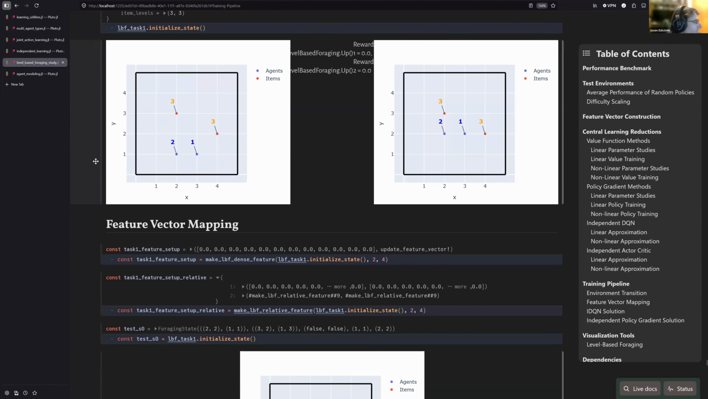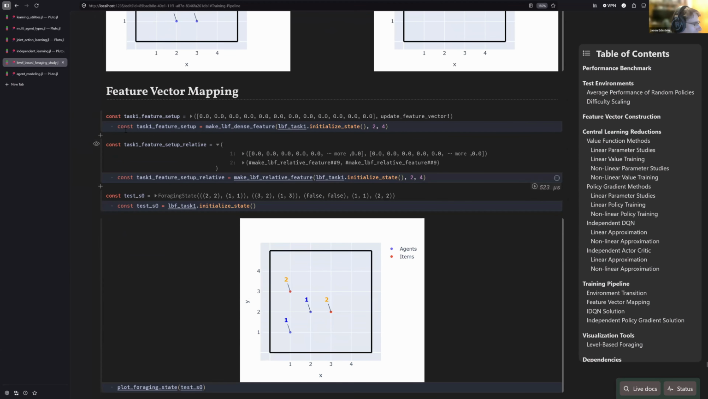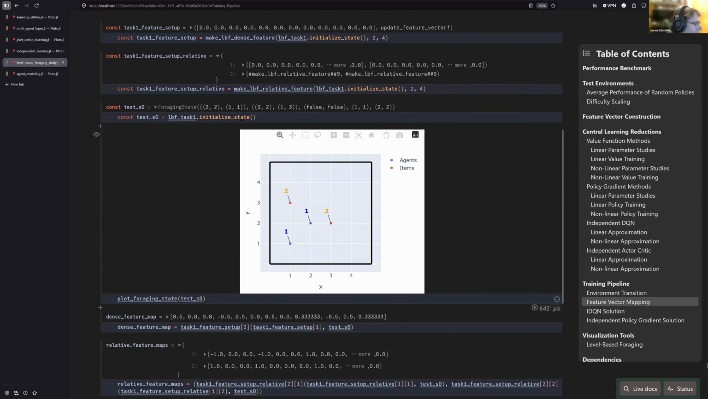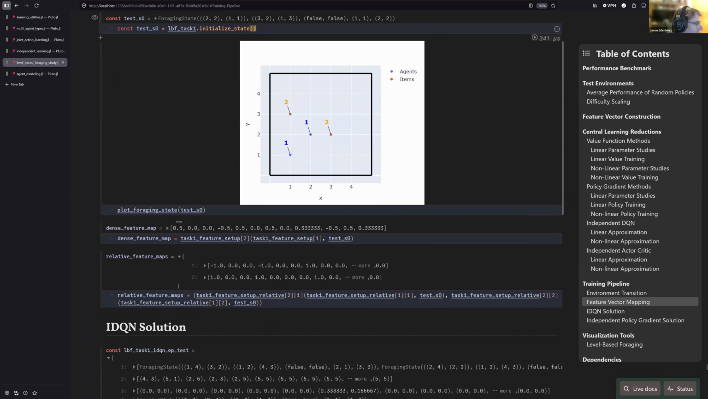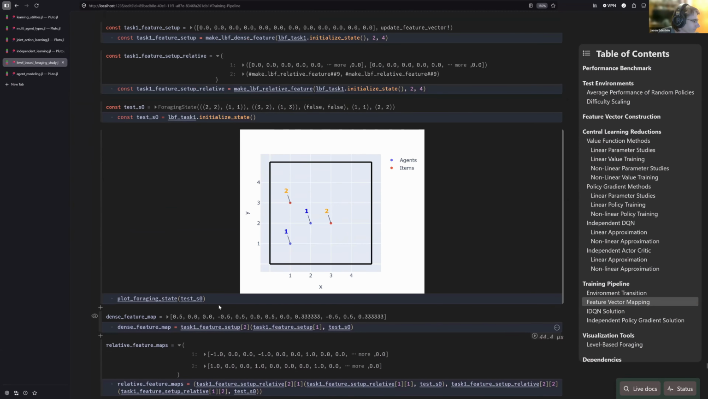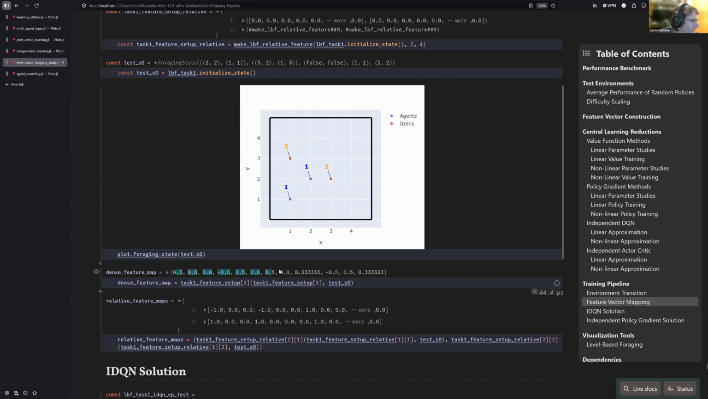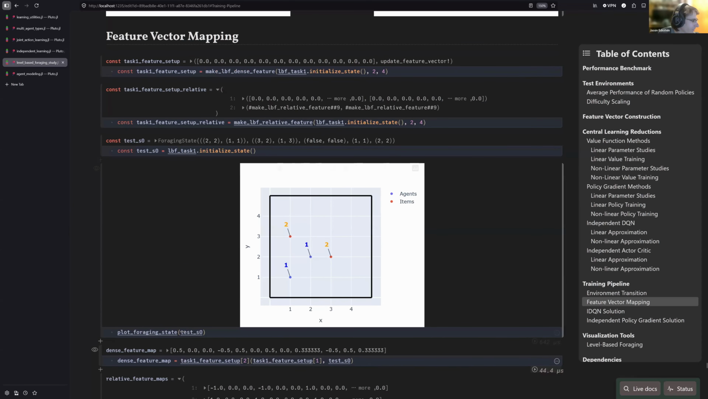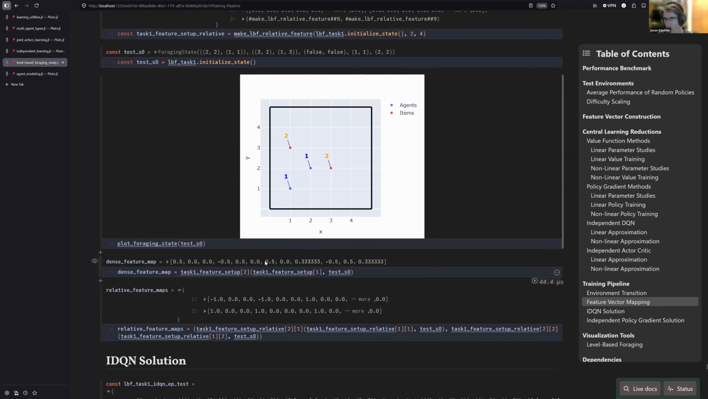So next thing I talked about was the feature vector mapping. So here I have another initial state to deal with. You're free to choose whatever kind of mapping you want, so you can test different examples with this problem. This is a dense feature map that you can use. It maps the X and Y position of both agents and both items as a value, normalized to between -1 and 1.